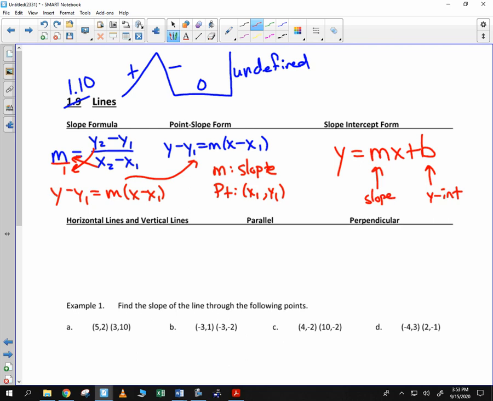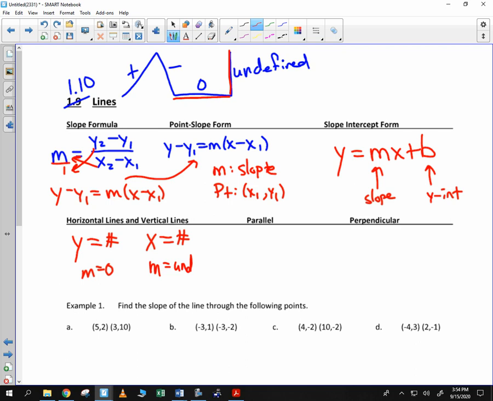Now, as you look here, we have horizontal and vertical lines. Horizontal lines have a slope of 0, and the y value stays the same. So therefore, a horizontal line has an equation of y equals some number. Vertical lines, those go straight up and down. The slopes are undefined. The x value stays the same for those. So the equation is x equals some number. Again, slope is equal to 0, slope is undefined.